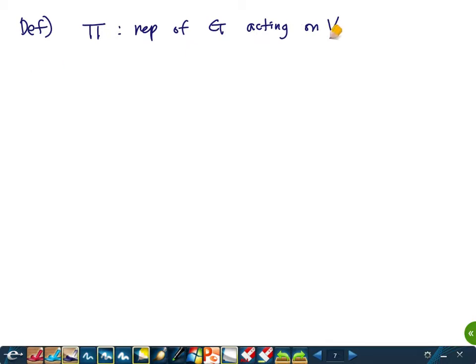So this is a vector space. A subspace W of V is called invariant.